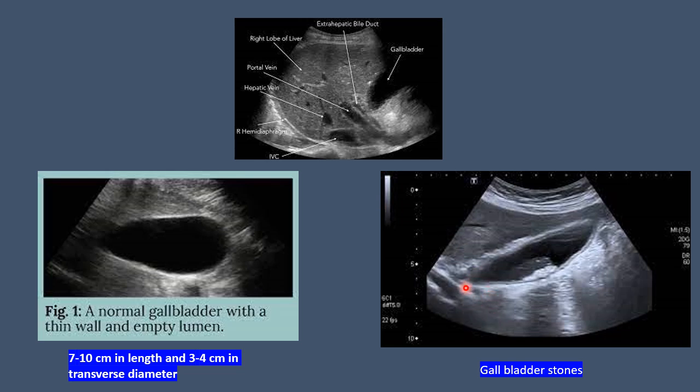This is an ultrasound picture of a gallbladder showing gallstones. This is a gallbladder. The wall is thickened, and multiple gallstones are seen within the lumen, and these are identified as gallstones by the posterior shadow they cast on ultrasound.